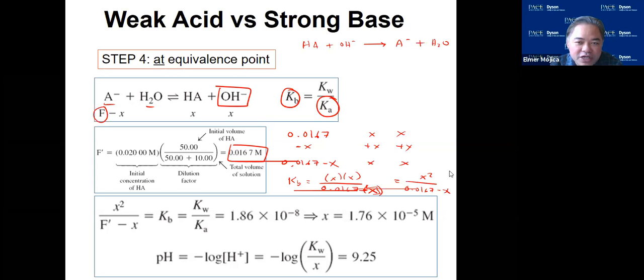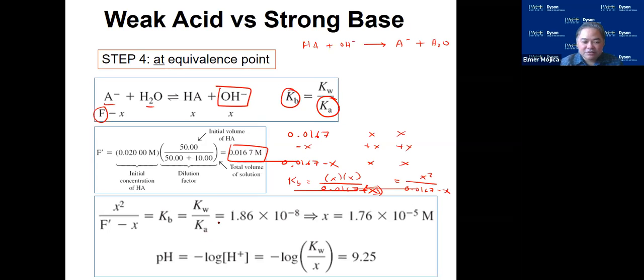To those who have no answer yet. Why did we have Kb? What's the clue that we need Kb and not Ka? Because Ka is the one that's given. Okay? Because we have hydroxide in the product.